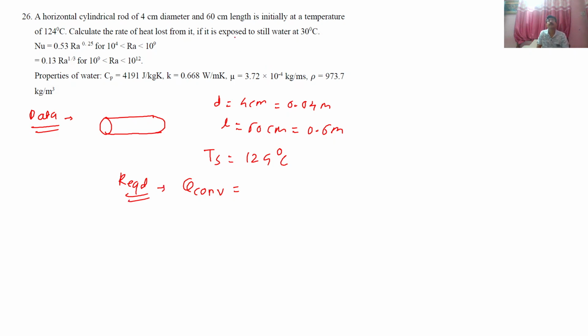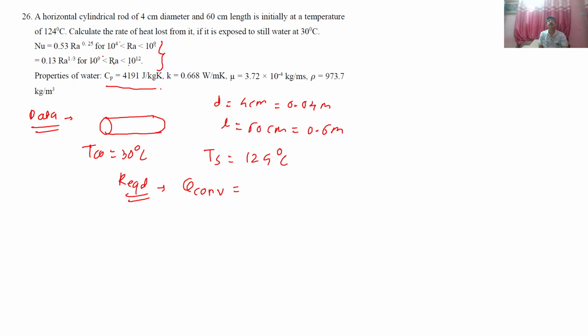What is further given? It is exposed to still water at 30 degrees Celsius, so the surrounding is water here. T infinity is 30 degrees Celsius. For the Nusselt number, they have given two correlations. If the Rayleigh number is between 10 raised to 4 and 10 raised to 9, you have to use the first correlation. If the Rayleigh number is between 10 raised to 9 and 10 raised to 12, you can use the second correlation.